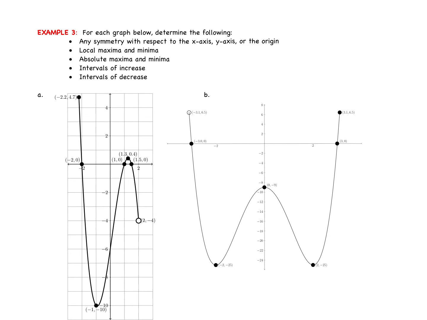Okay, so now we can see all of A. Symmetry with respect to the x-axis, y-axis, or origin. That you've done before. If we look at this graph in A, if we fold it across the y-axis, they're not mirror images. If we fold it across the x-axis, they're not mirror images. It's not symmetric with respect to the origin. So what we are going to say for A is that it has no symmetry.